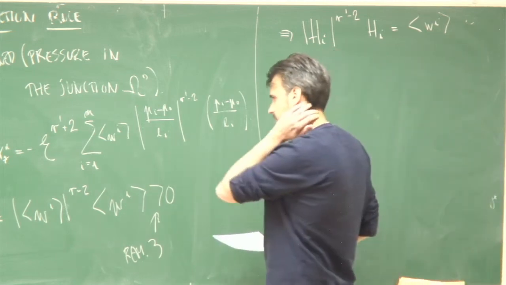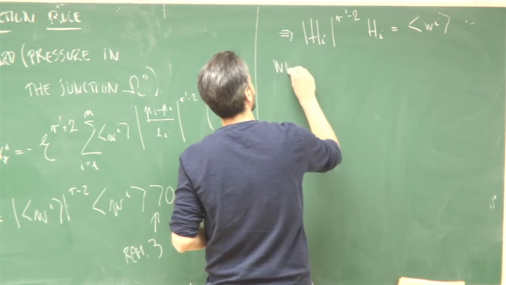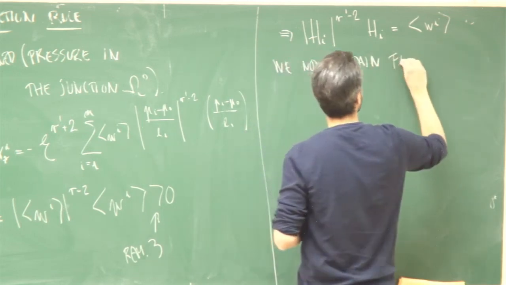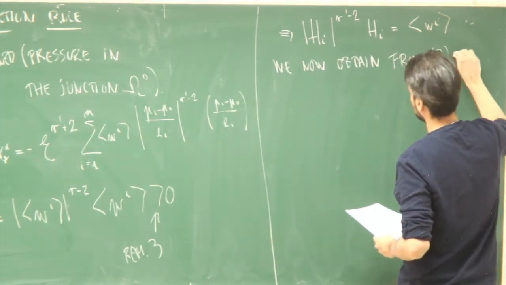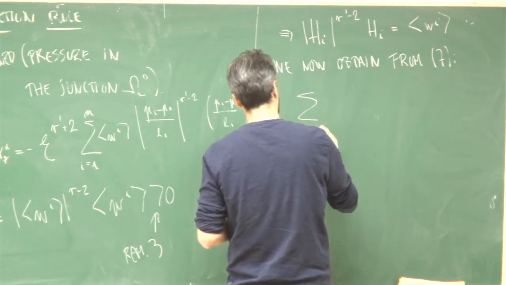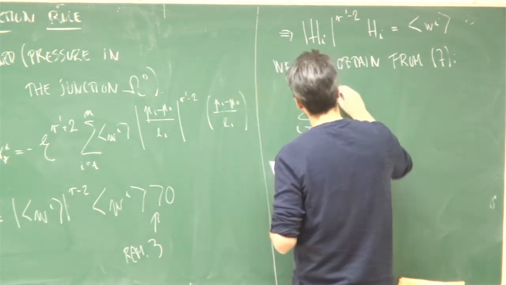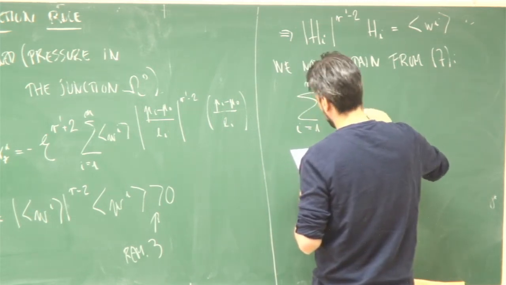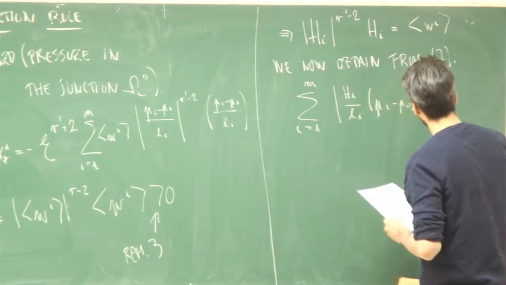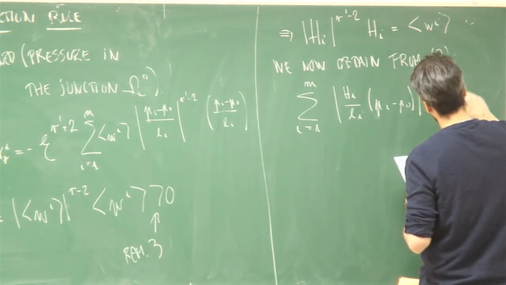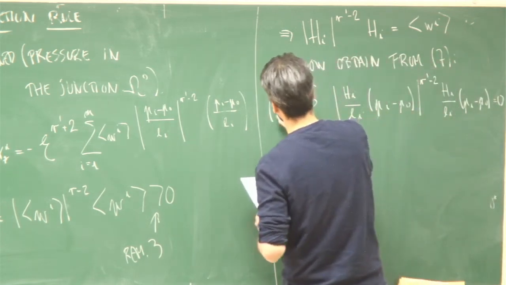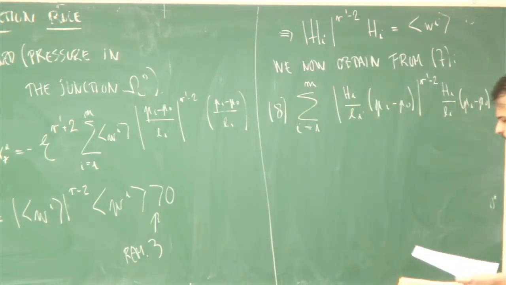Okay, so why is this important? Well, now you obtain from 7, from this condition, you obtain that the sum from 1 to m, Hi over Li, Pi minus P0, to the r minus 2, Hi over Li, Pi minus P0 is equal to 0. So this is formula 8.